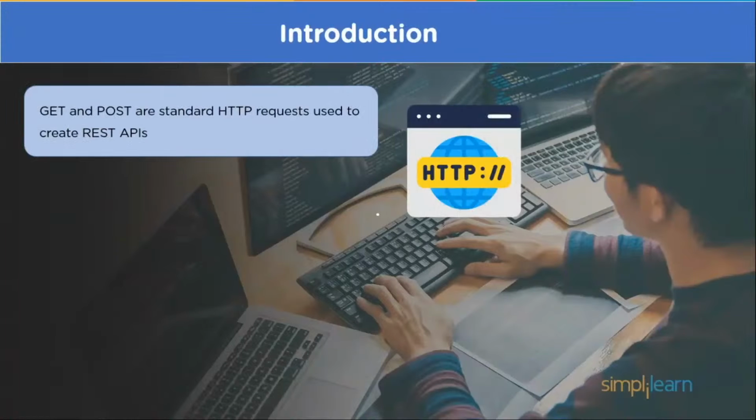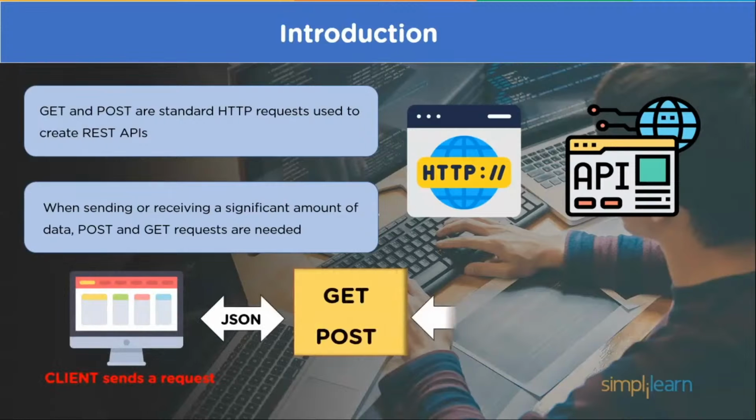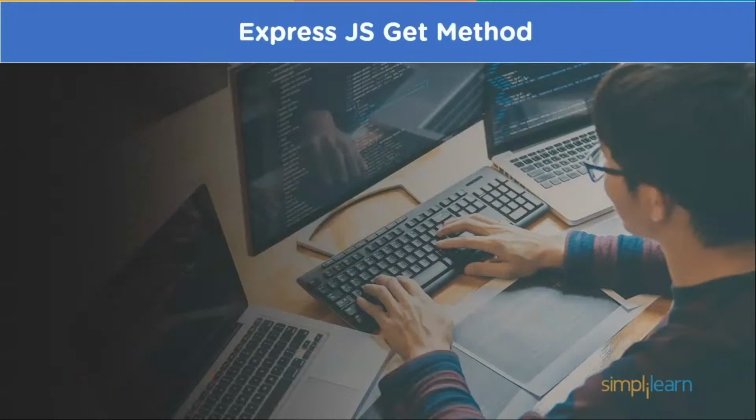GET and POST methods are the standard HTTP requests used to create REST APIs. GET and POST methods are used to send and receive a significant amount of data. The client sends a request in the form of a JSON file, and with the help of HTTP requests, which are GET, POST and other methods, it will go to the server, and then the server sends back the response to the client in the form of a message to tell what happened to the request that was sent to the server.